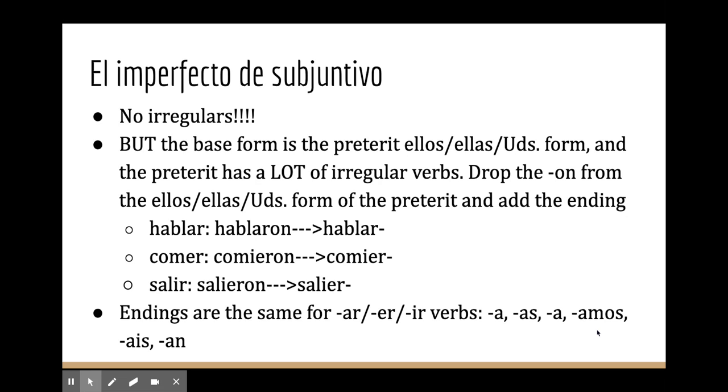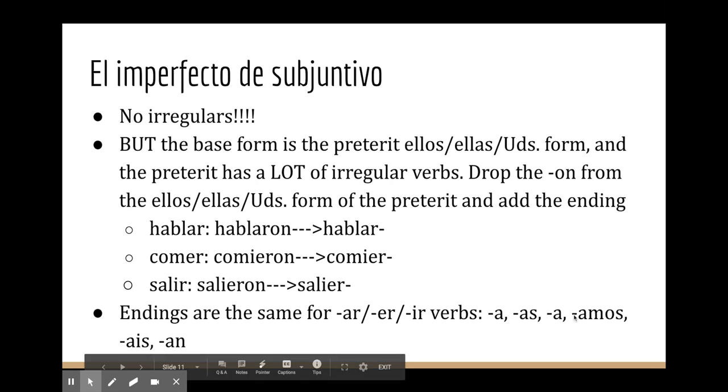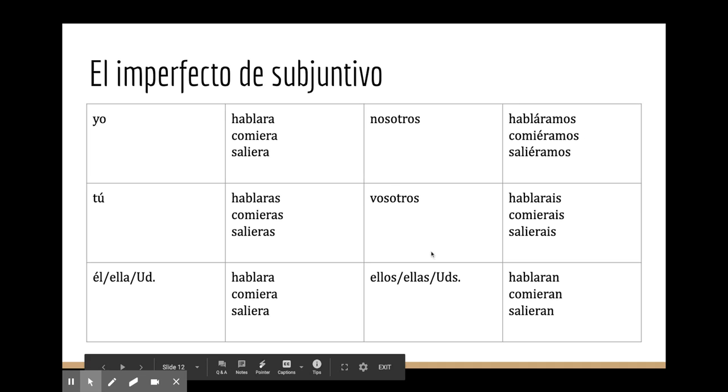Anyway, what you do is you take that form. It's going to end in aron or ieron, most of them, and you drop the on and then add your ending. And more good news, AR, ER, and IR verbs all have the same ending, so it's always amos, ais, an. So you have hablaron for hablar, you drop the on, and then you add your endings. Comieron for comer, you drop on and add your endings. Salieron, drop the on, and then you add your endings. So it will look like this.